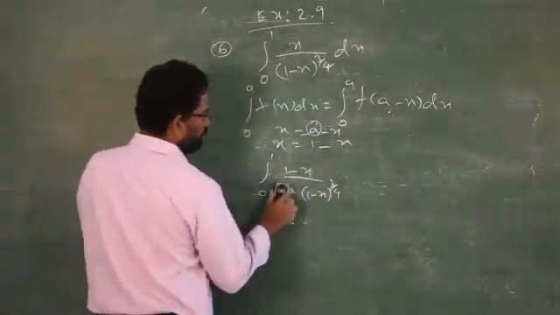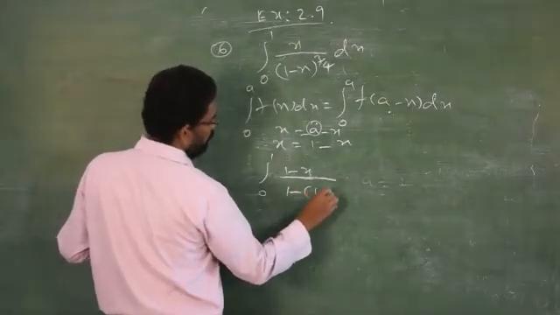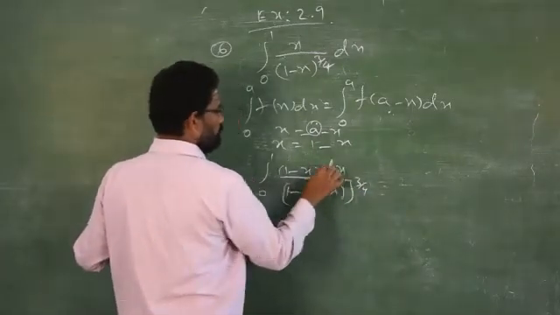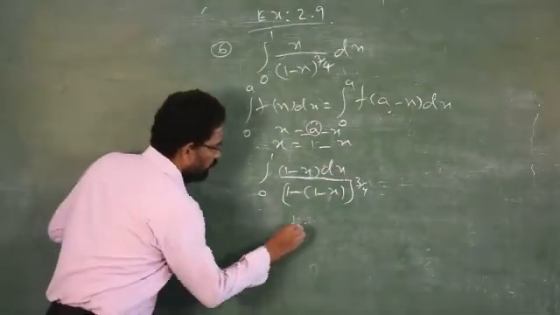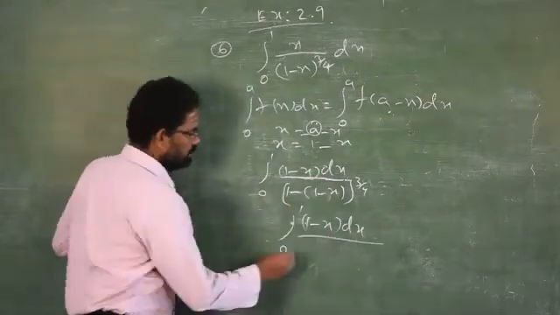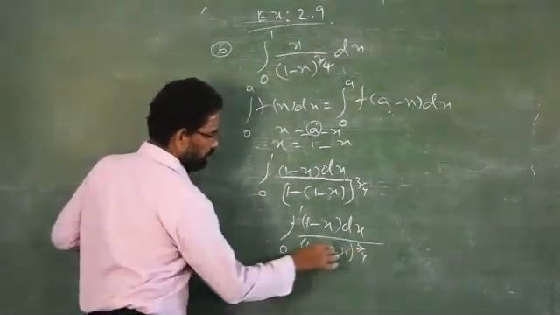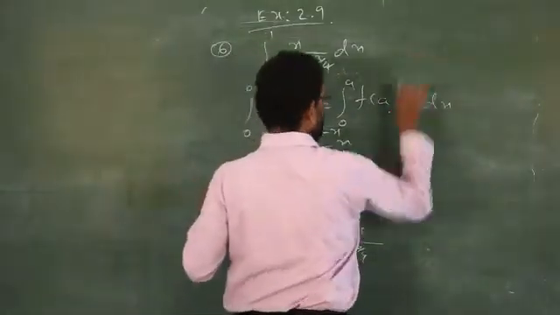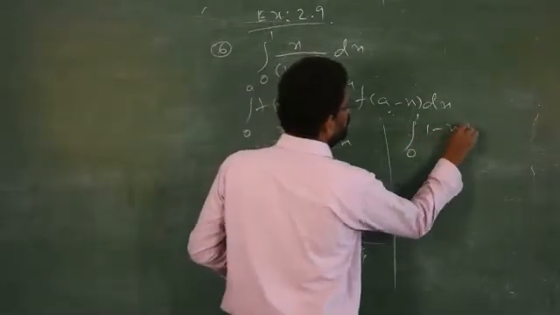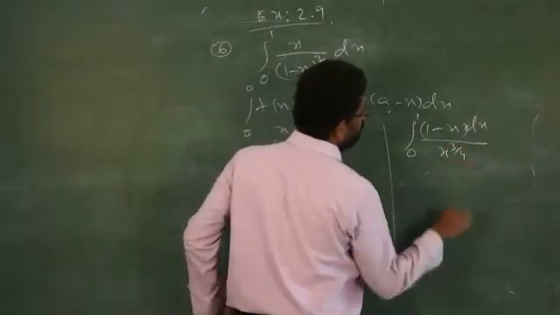I made mistakes. It should be the integral of 1 minus (1 minus x) to the power 3 by 4 into dx. Clear? So from 0 to 1, 1 minus x dx. When I take the minus inside, minus 1 plus x, the 3 by 4 powers cancel. So what will be the remainder? 0 to 1, 1 minus x into dx by x power 3 by 4.